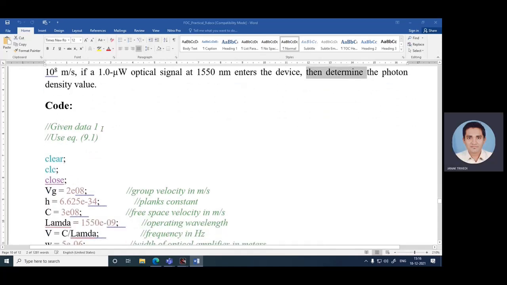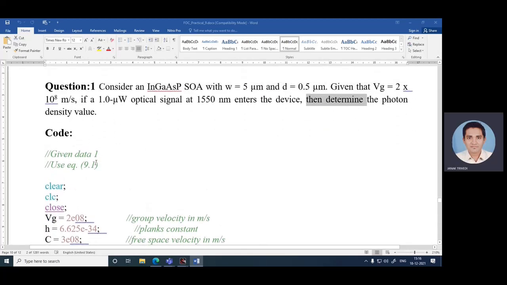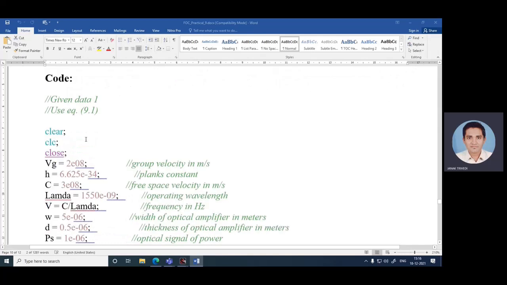Good. So, given data as per question 1, use equation 9.1 to solve this particular example. So, clear for clearing the variable browser, clc for clearing the console, and close all, so that if any other file is open it can be closed.